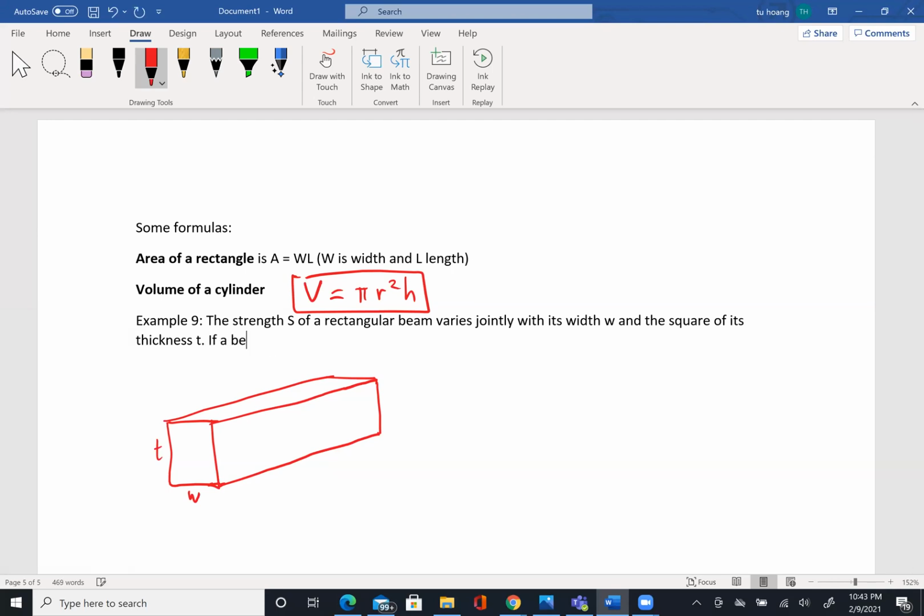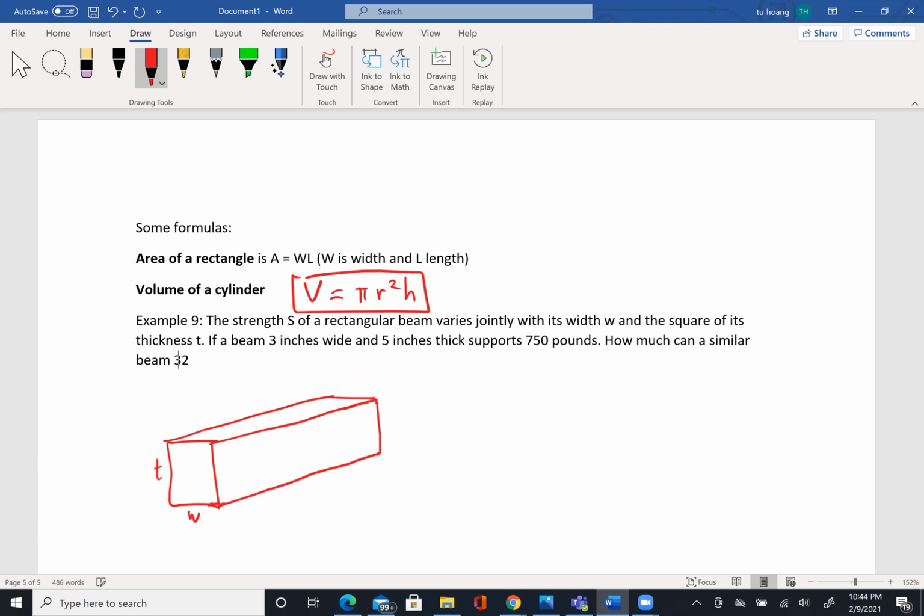If a beam 3 inches wide and 5 inches thick supports 750 pounds, how much can a similar beam 2 inches wide and 6 inches thick support? Okay, so this is the question from example number 9.